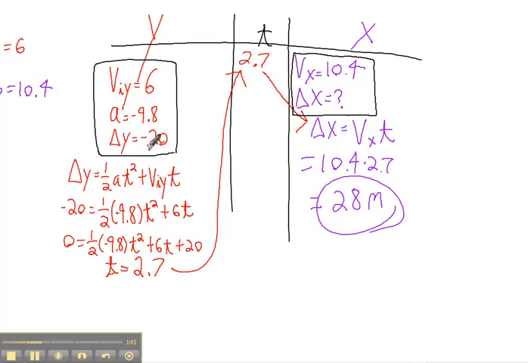This was the number one mistake I saw last year. 20 meters down. You must throw the negative on it or you're in for a lot of headaches if you don't. This equation's our guy. We're looking for t and we have all this other stuff. Delta y, 1/2 at squared, all that good stuff.